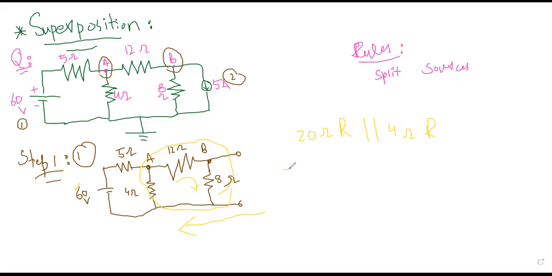So when there is parallel, the equivalent resistance will be 1 upon R equals 1 upon 20 plus 1 upon 4, and this will be the value that is reciprocal. Reciprocal means the value having power -1. After this, we have to solve this. This will be like that. That is 20.